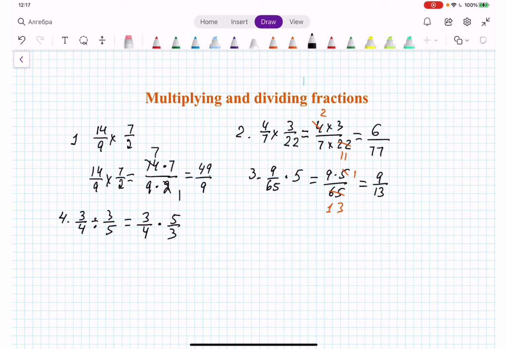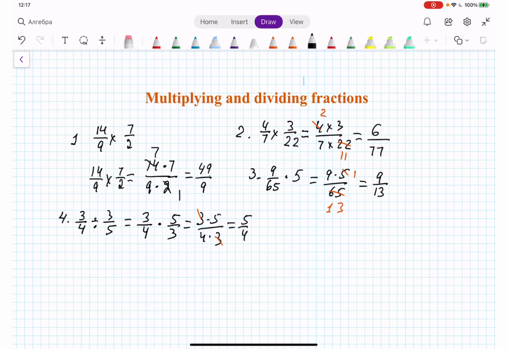Okay? Here is something crucially important. You do not flip the first fraction. Never ever. You always flip the second one. Alright? Always. Only the second one you flip. And from here, we are getting 3 times 5, 4 times 3. So 3 and 3 is cancelled, and we get 5 over 4.